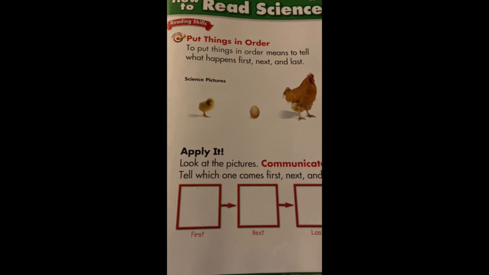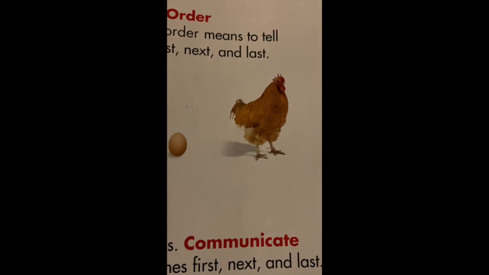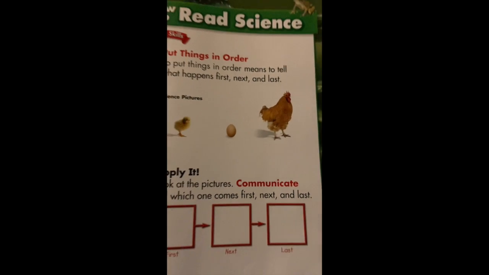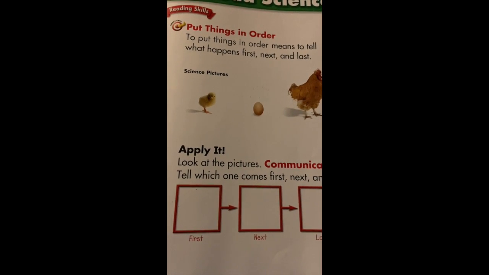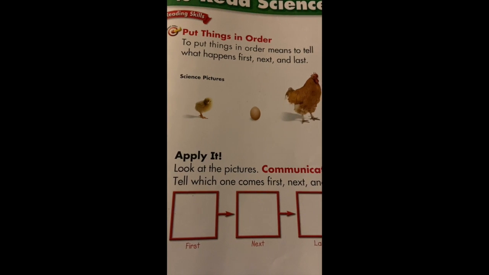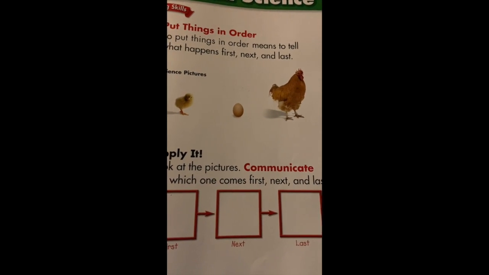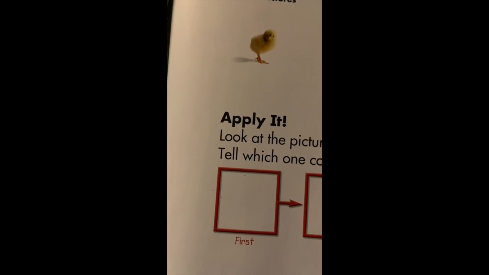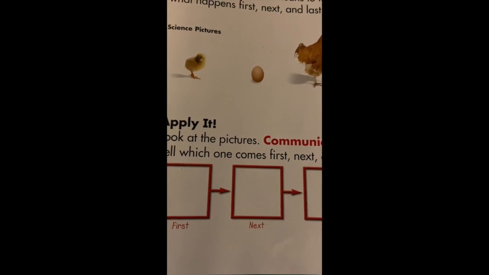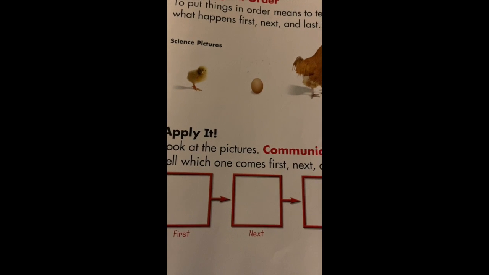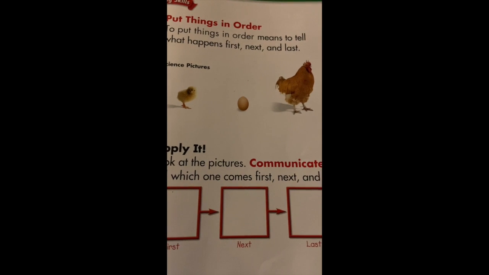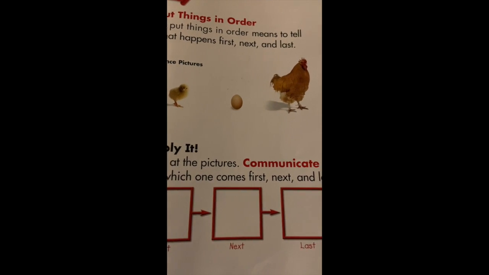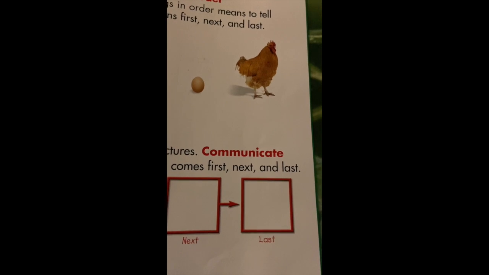So if we look at the 3 pictures, we have a picture of a chick, an egg, and a hen. So which one do we think would come first? Which do you think comes first in those 3? Put it in the first box. Draw that picture. Then how about what comes next? Which one of those 3 pictures will come next? And finally last, which one will come last?